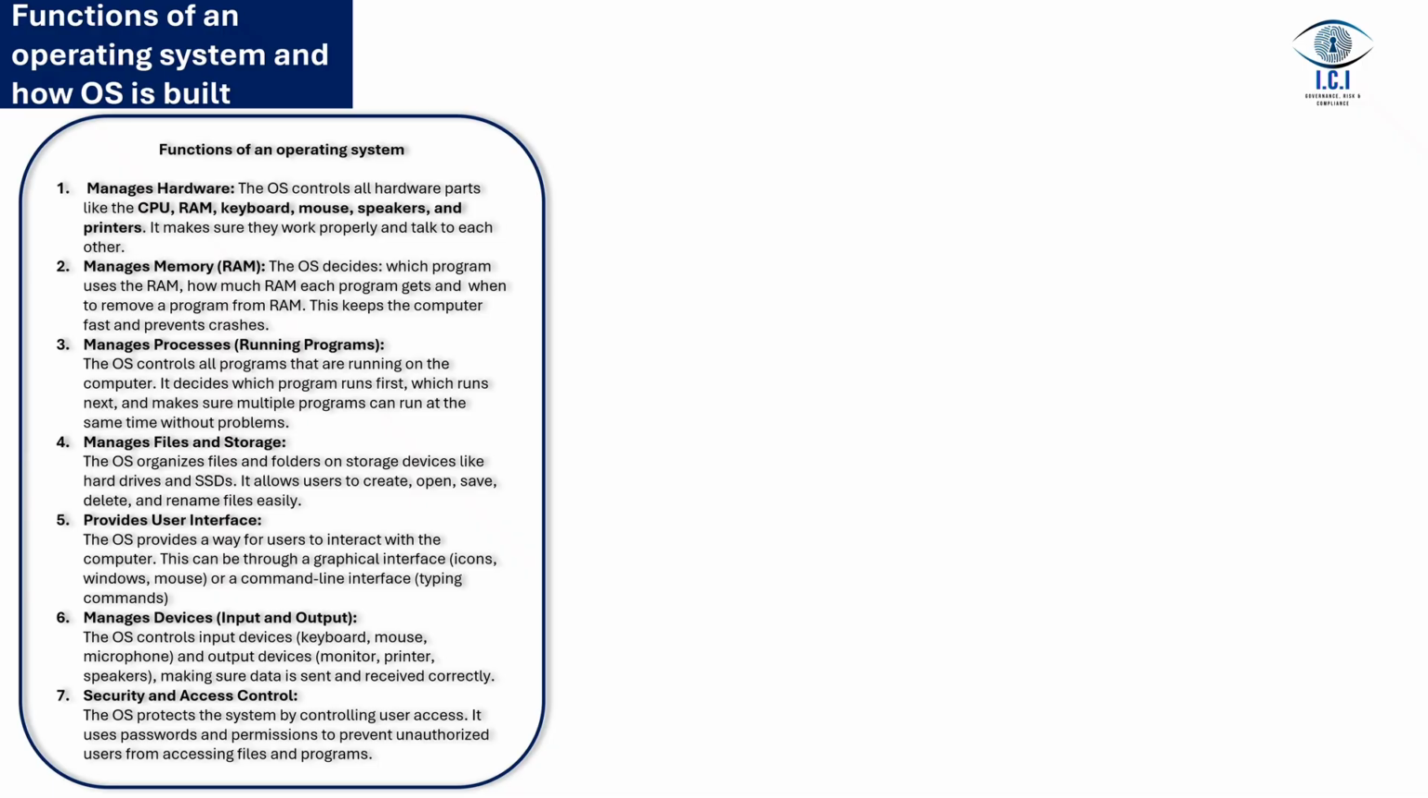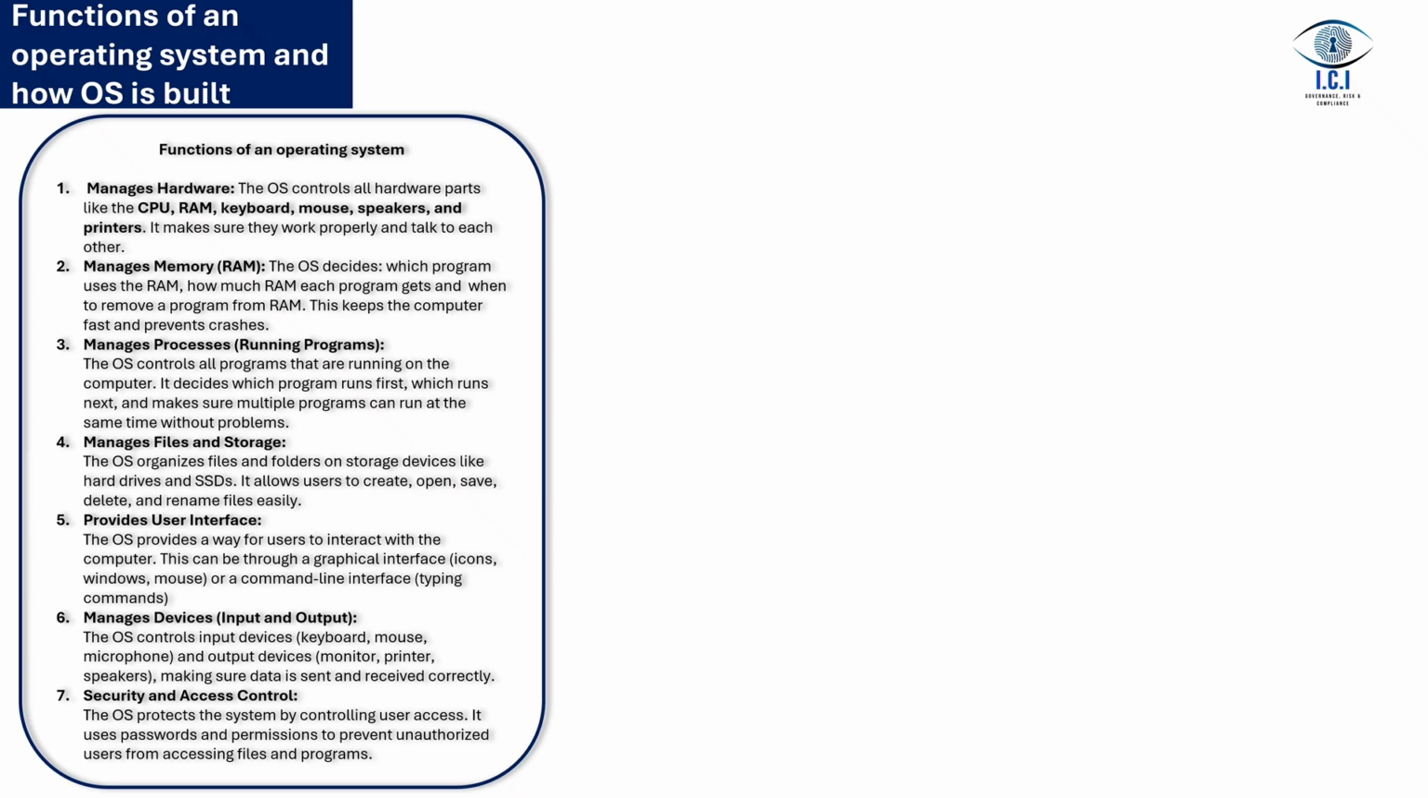Also, your operating system provides a user interface. So your operating system provides a way whereby users can actually interact with the computer. This can be through a graphic interface, that is, using the icons, your windows, your mouse, and your mouse cursor and the likes, or the command line interface by typing commands.